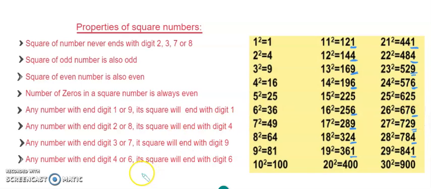Clear? The one rule which I have not written, which is very obvious, is the square of a number which ends with digit 5: the perfect square will also end with digit 5. Can you see here? 5 squared is 25, ending with digit 5, 15 squared is 225 and it ends with digit 5, and 225 squared is 50625 which ends with digit 5. So these are the properties of square numbers which we just had a quick recap of. Now we are going to apply them.